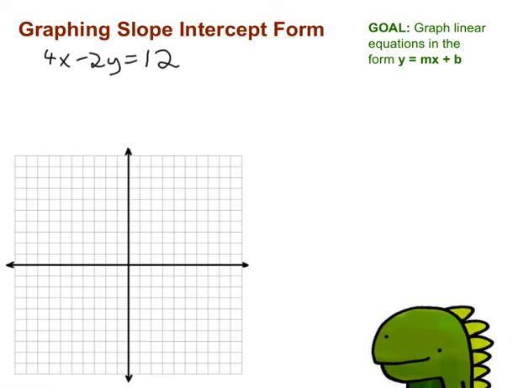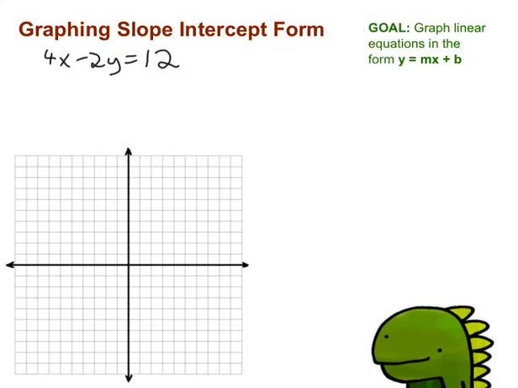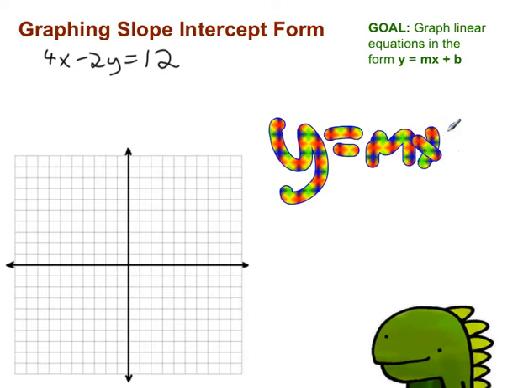Let's talk about graphing slope-intercept form. By the end of this video, the hope is that you will be able to graph linear equations in the form y equals mx plus b. Let me say that again. Graph linear equations in the form y equals mx plus b, and for emphasis, y equals mx plus b.